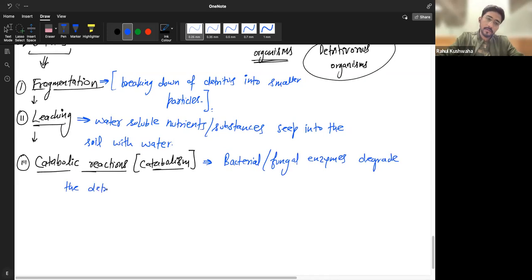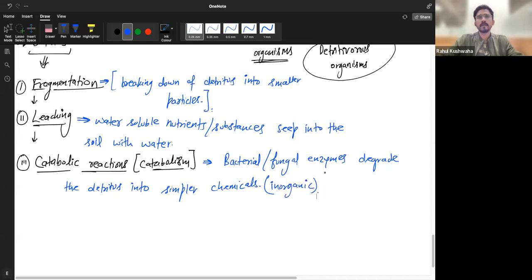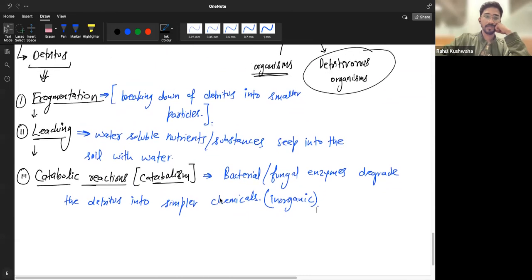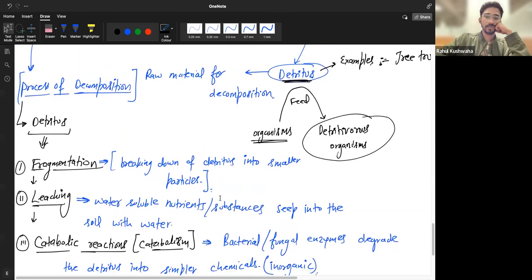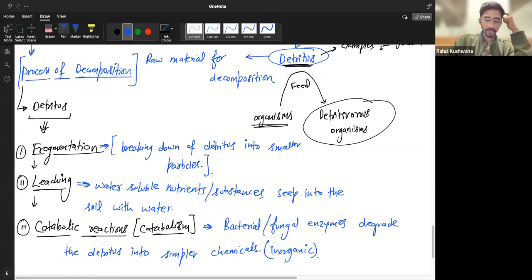the detritus into simpler chemicals. Okay, is that clear? And if they're chemicals, they are again inorganic. So the whole point is that you have to make it inorganic so that again, organic system can take it up and use it to produce something else. So that's the whole purpose. Okay, make sense? Yes, sir. Yeah. So please write these things down.